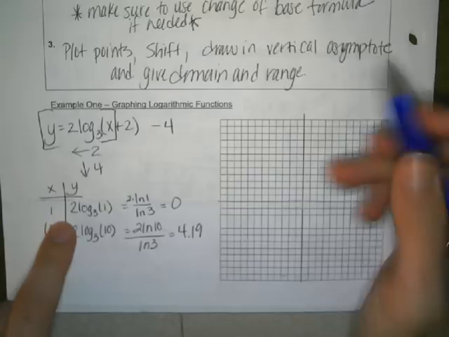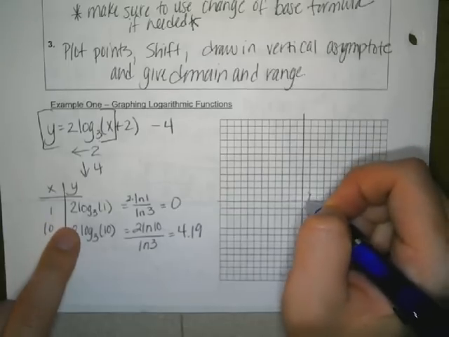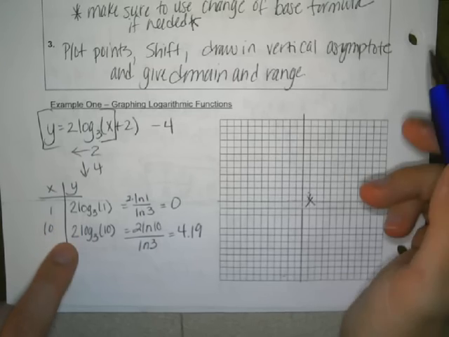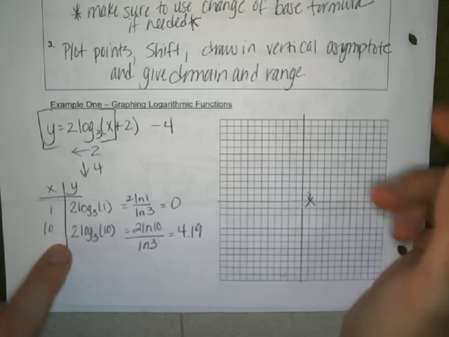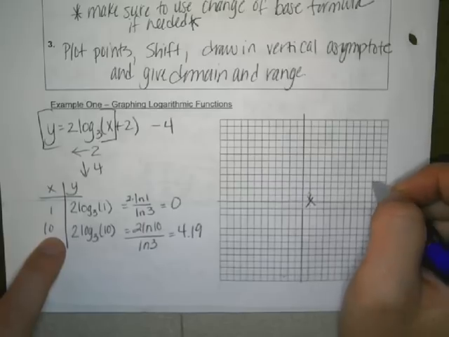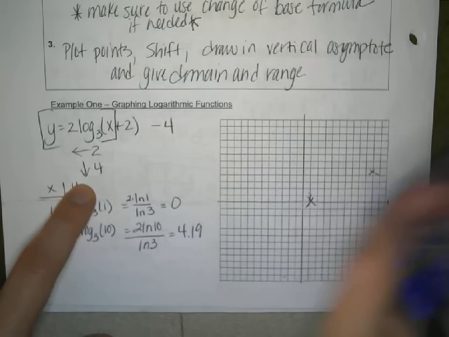1, 0. And then 10, 4.19. Each one of those points has to shift left 2 and down 4.